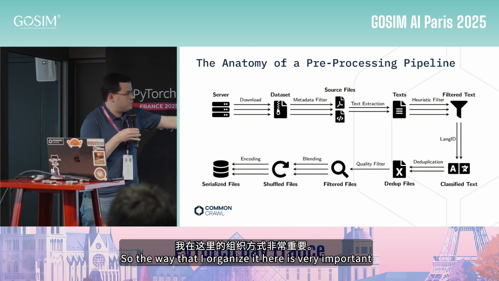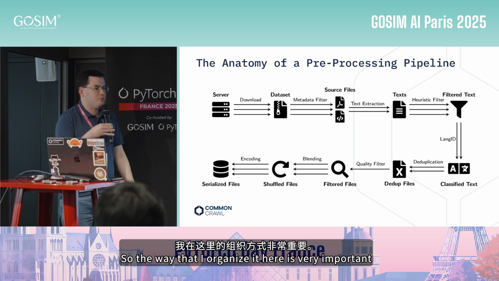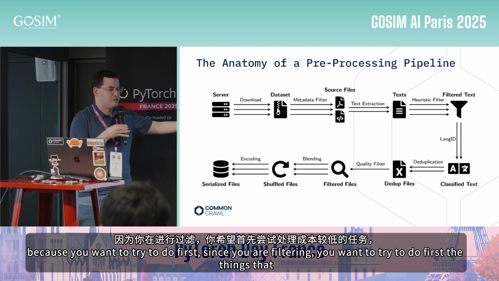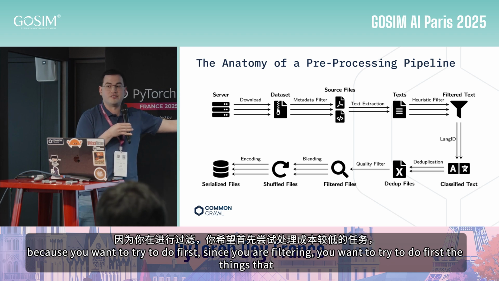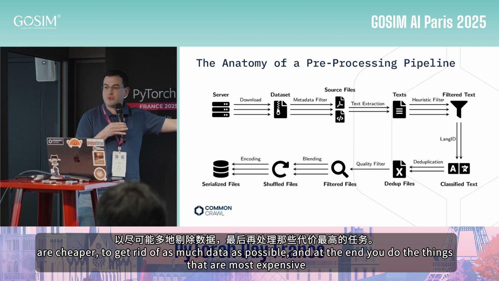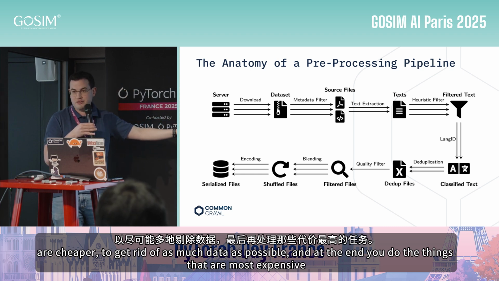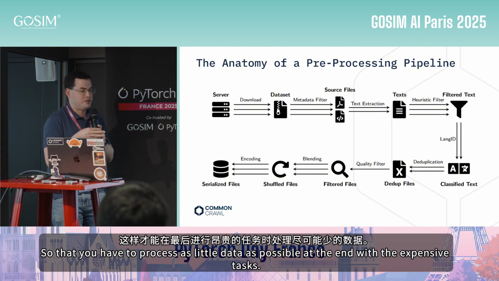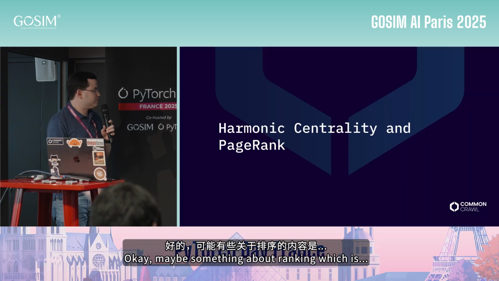So the way that I organize it here is very important, because since you are filtering, you want to try to do first the things that are cheaper to get rid of as much data as possible, and at the end you do the things that are most expensive, so that you have to process as little data as possible at the end with the expensive tasks.